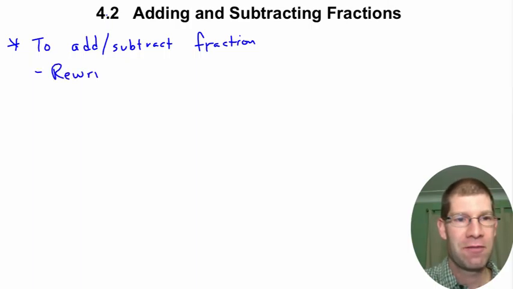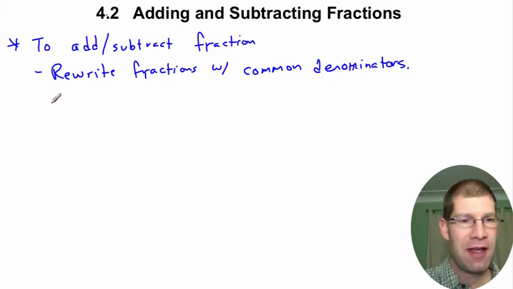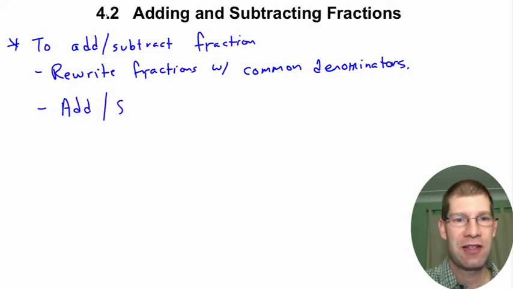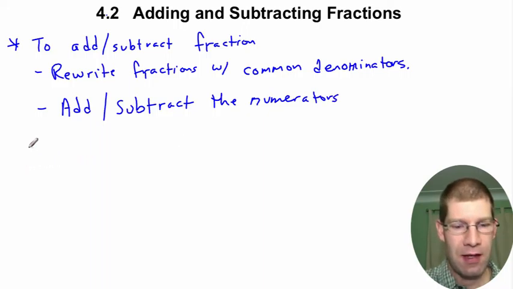So rewrite fractions with common denominators. In normal person language, that would say the bottom of both fractions need to be the same number. And then add or subtract the numerators, depending on what it's asking you to do. So add or subtract the numerators, and leave the denominators the same.